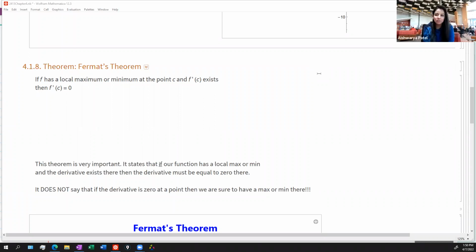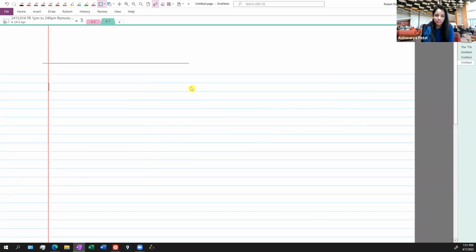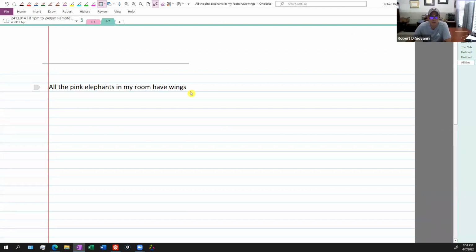I want to say true. Okay, why would you say true? Because the question isn't if there are pink elephants in your office. The statement isn't if there are pink elephants in your office. It's there are pink elephants and they all have wings. All the pink elephants in my room have wings, right?